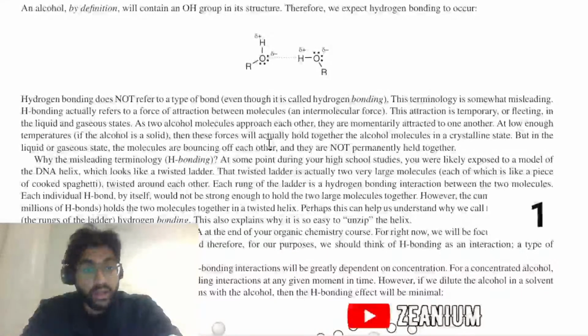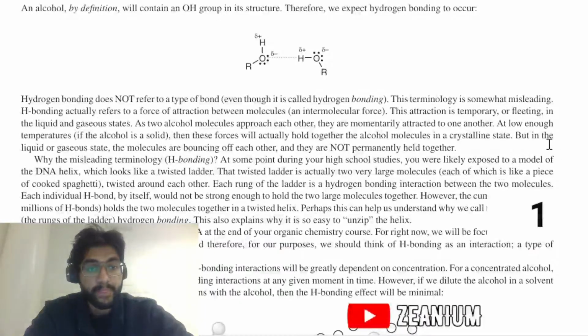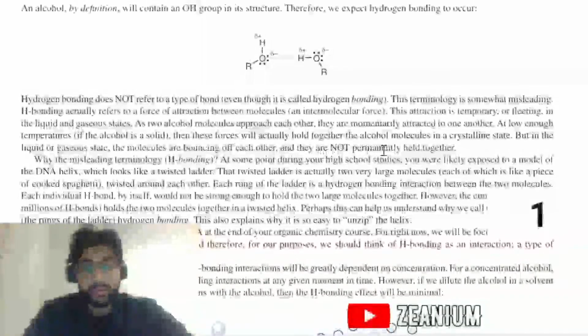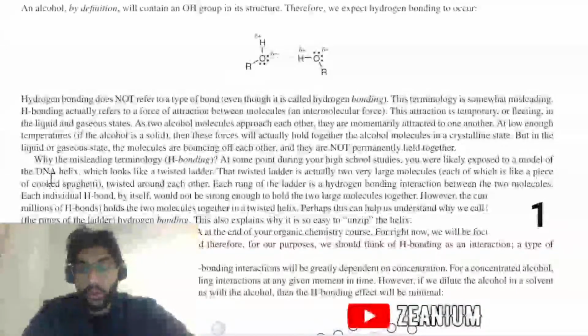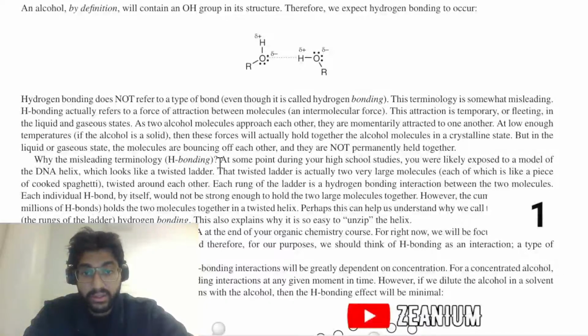How romantic. At low enough temperatures, if the alcohol is solid, then these forces will actually hold together the alcohol molecules in a crystalline state. But in the liquid or gaseous state, the molecules are bouncing off each other and they are not perfectly held together. Why the misleading terminology, H bonding?